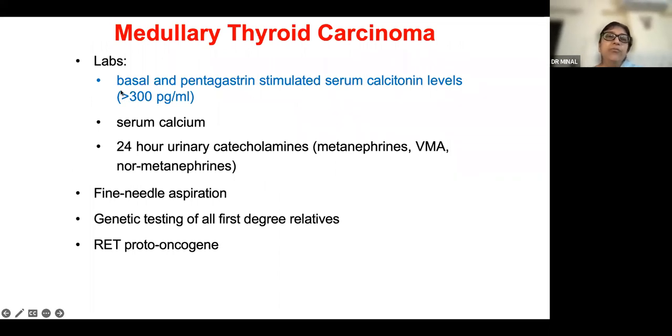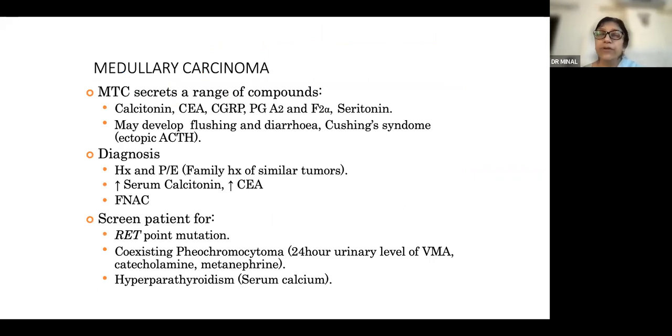On lab workup, you require serum calcitonin levels and serum calcium levels, because we are looking for parathyroid adenomas, medullary thyroid carcinomas, and also PHEO. So you need 24-hour urinary catecholamines, that is metanephrines, and the VMA, normetanephrines. You can go for FNAC, and genetic sampling of all the first degree relatives for the RET proto-oncogene. So this is what we did.